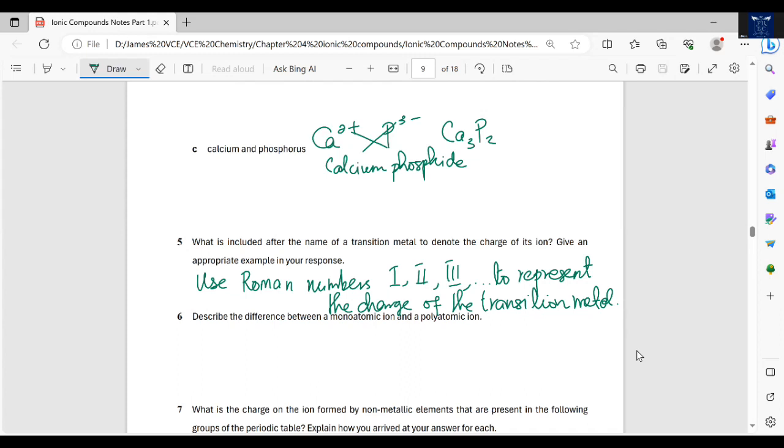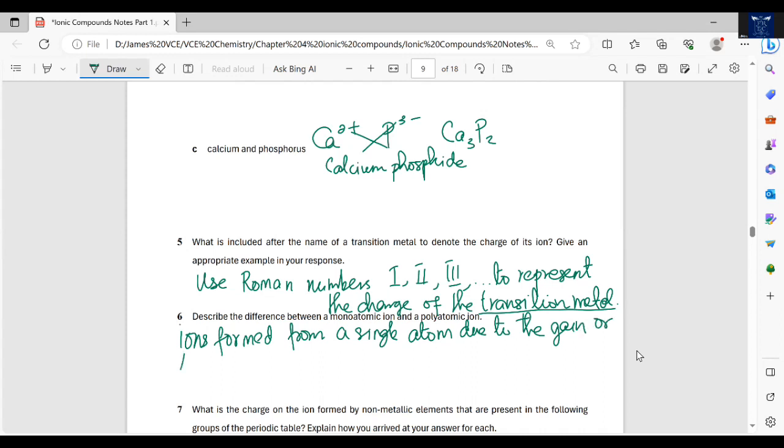monoatomic ions, formed from a single atom through the gain or loss of electrons. So that is monoatomic. Polyatomic ions.